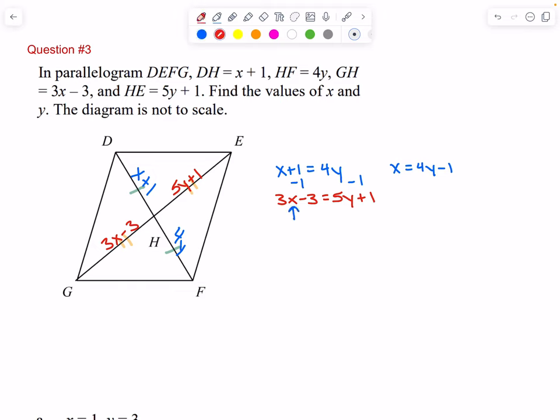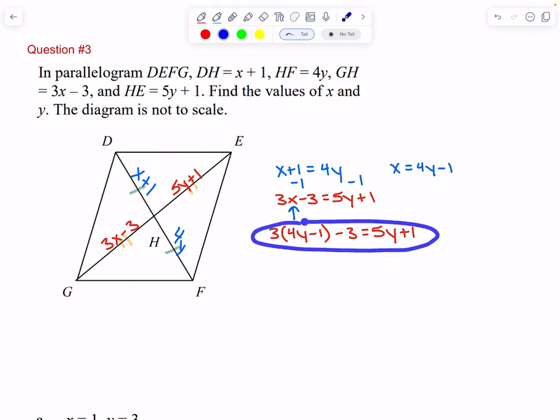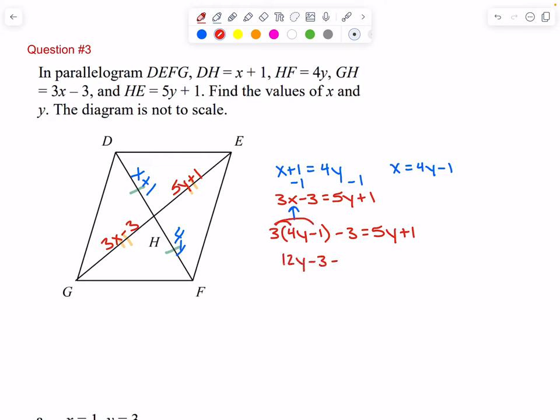And it's going to give me 3 times 4y minus 1 instead of x. I can plug it in because I know that's equal. Equals 5y plus 1. And now I can solve for y because this whole equation just has y. So now I'm able to figure out what y is. And then I'll be able to go back and get what x is in a minute. So let's distribute the 3. We get 12y minus 3 minus 3 equals 5y plus 1.